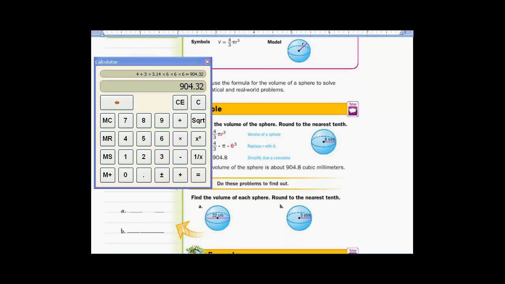Let's do A. Find the volume of the sphere. Okay, back with me. Let's do 4/3. Let's write it out here. 4/3 times pi times radius cubed. What's the radius? It's not 22. 11 cubed. Now, make sure you're doing your order of operations correctly.